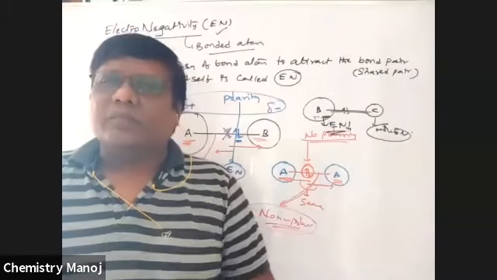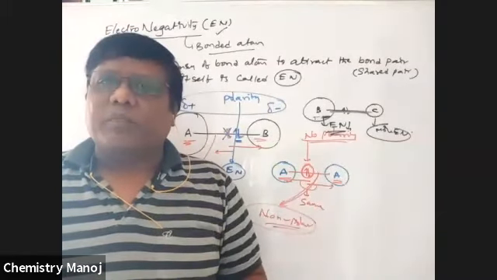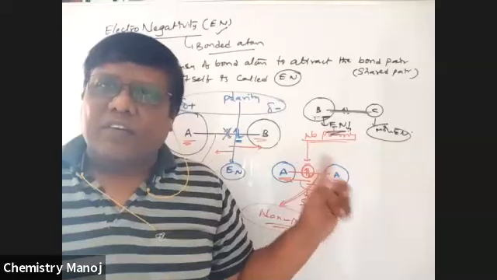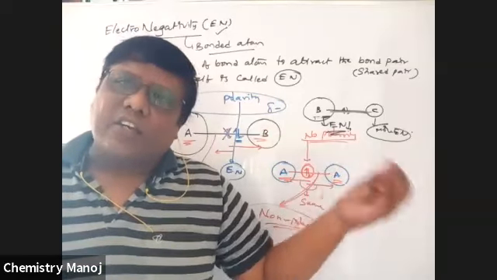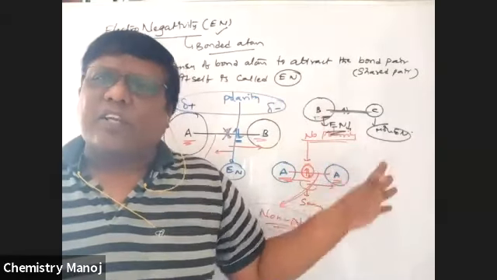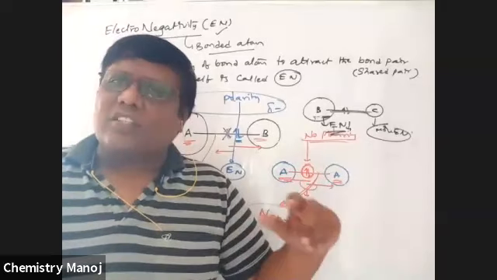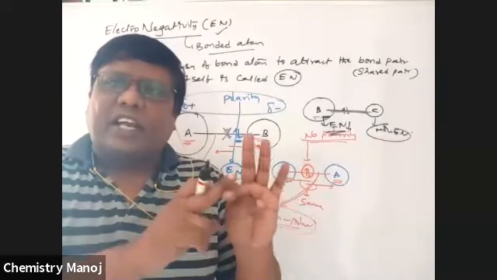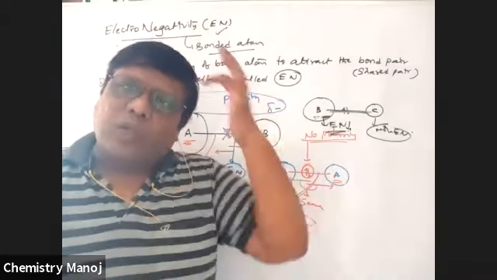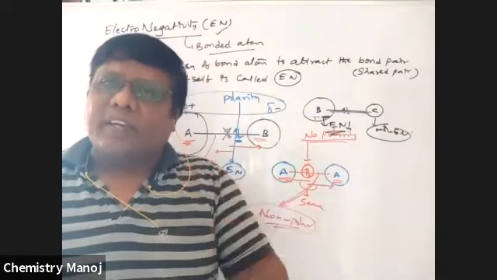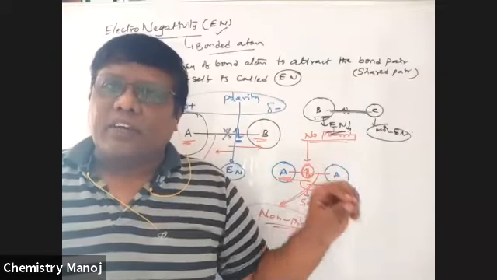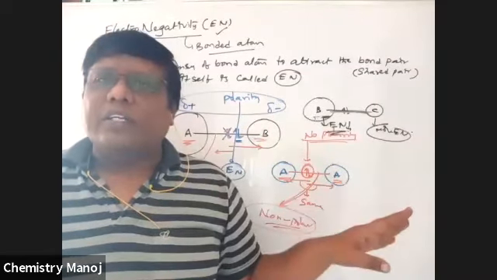Now, how to measure this electronegativity? Because it is an attractive force, it has no units. What about electron affinity? That is energy, which is why all energy units are applicable for electron affinity: electron volt per atom, kilojoules, kilocalories. Ionization energy is also energy, so both have energy units. But electronegativity is a relative attractive property, so it has no units. It is just a relative force.